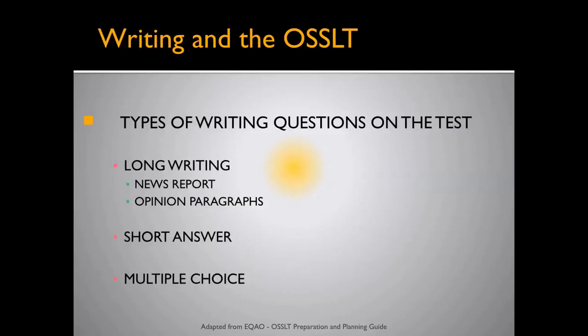Types of writing questions on the test. Well, the two big writing questions on the test, and there's one in each booklet, and if you have one in the first booklet, you'll have the opposite one in the second booklet. They are the news report and the opinion piece, which is a series of paragraphs that tell an opinion. So the news report and the opinion piece are the two long writing tasks. There are also short answer questions and multiple choice for writing.